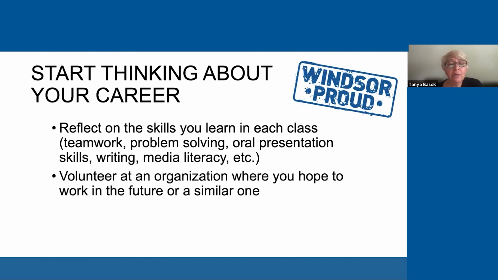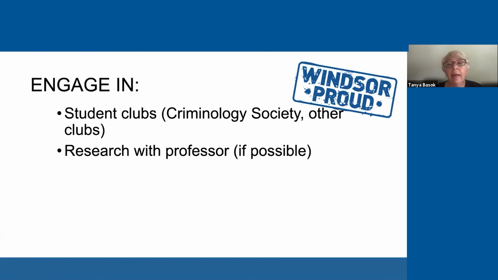And also volunteer at an organization where you hope to get a job in the future, or a similar type of organization. And also engage in student activities and extracurricular activities. Join a student club. There is a criminology society. There are some other clubs. So there is a list that is available online. Scroll through it and find something that you're interested in and join that club. It's fun to engage in those activities on campus. Also, if there is an opportunity, do research with your professors.